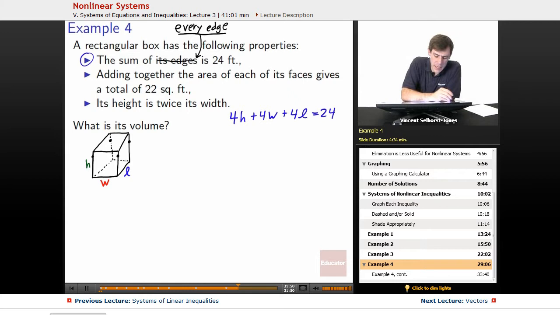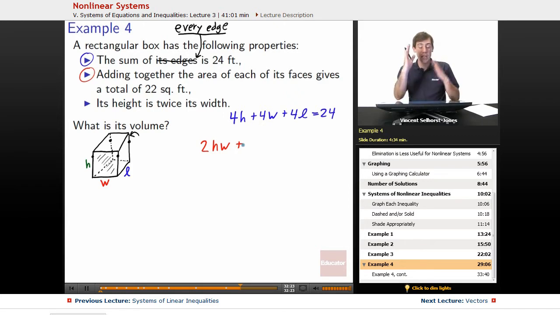Next up, adding together the area of each of its faces. So this one's a little bit tougher. How many times does, let's say, this face right here, the very front face, show up? Well, we see that height times width would be the area of that face. So height times width is going to get multiplied together. But it doesn't show up just on the front, it also shows up on the back side. So it's the front side, but also the back side, both sides. So it's not going to be just h times w, but 2 times h times w, 2hw.